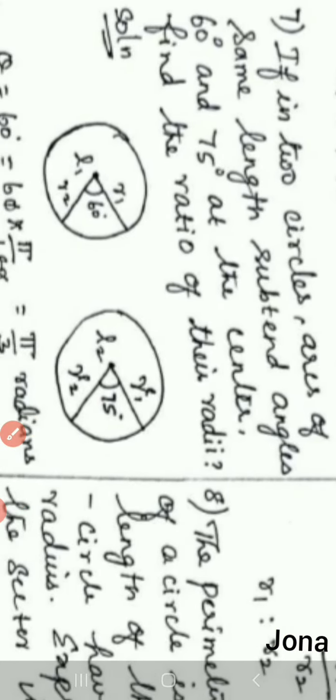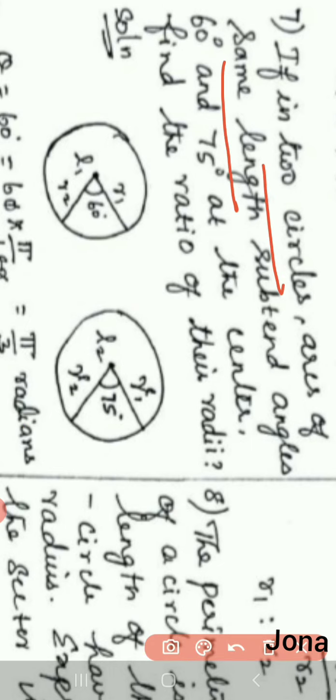Seventh problem. If two circles have arcs of same length, subtending angles 60 degree and 75 degree at the center, find the ratio of their radii. We have two circles. The arcs are of the same length, that means L1 and L2. We have two circles, so we can have L1 and L2, the arcs of length here like this. And the radii, we want to find the ratio of their radii, that means R1 and R2.